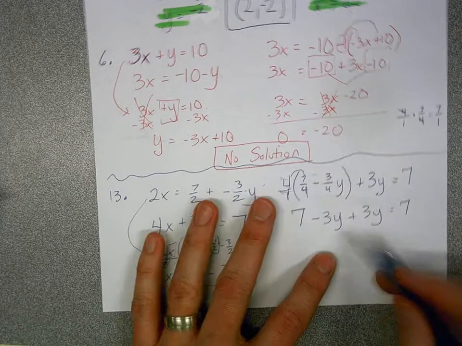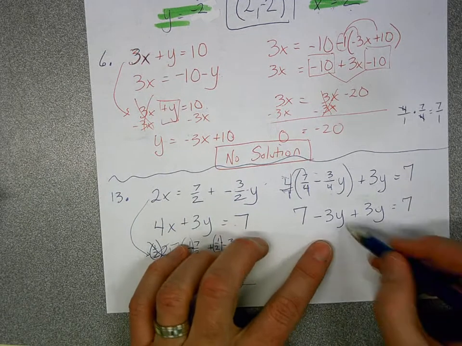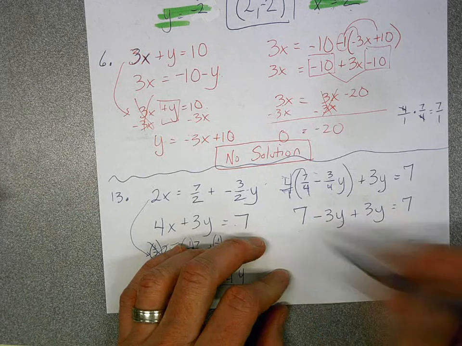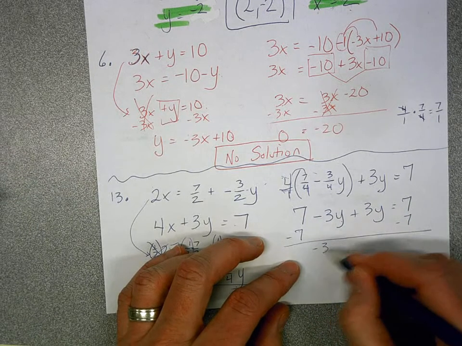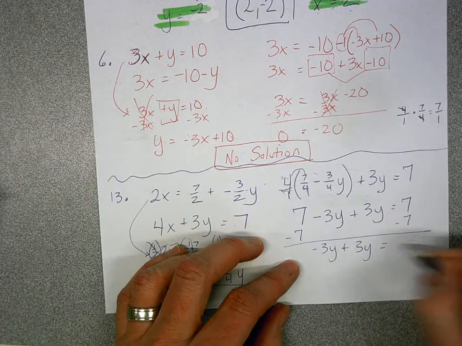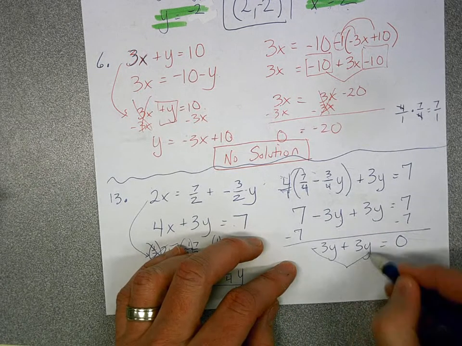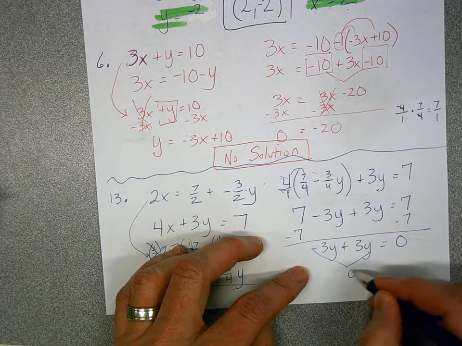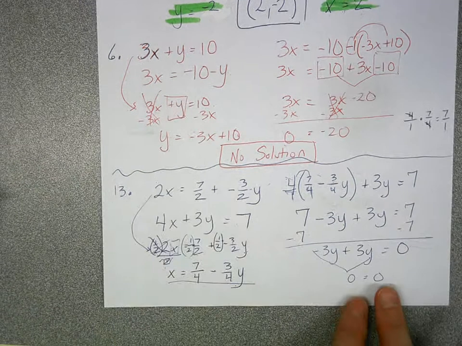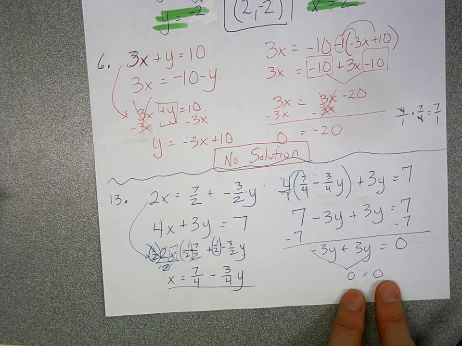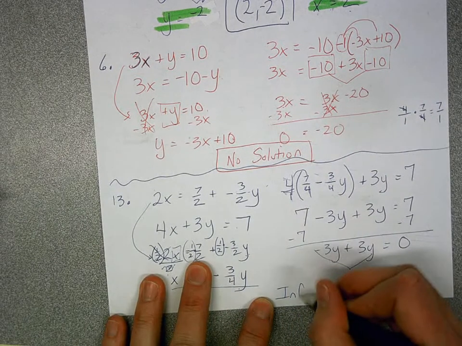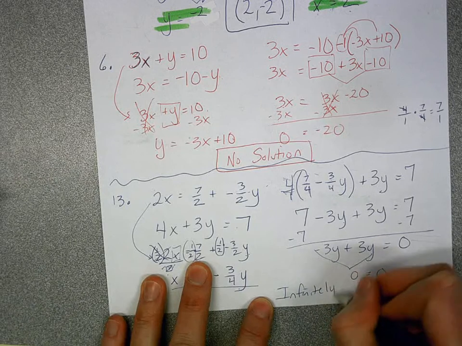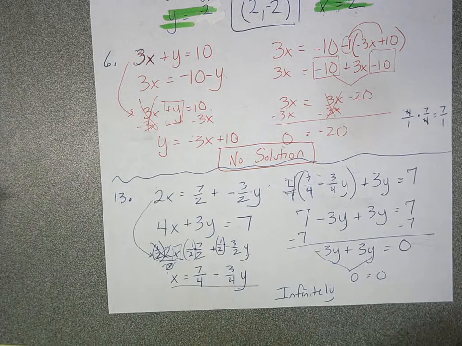Okay, so if I combine like terms, actually what I could do is subtract 7 from this side and from this side. End up with negative 3y plus 3y equals 0. And ladies and gentlemen, combine like terms here, what do I end up with? Remember when the 2 numbers on each side are the same? What's our answer there? Well, what did the book call it? Infinitely many solutions.